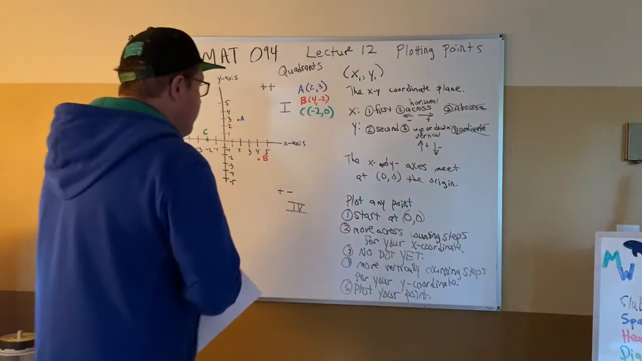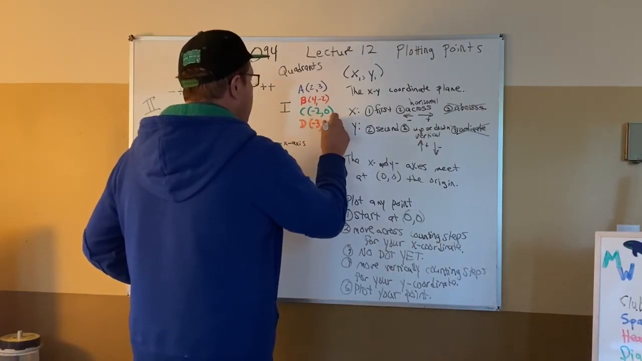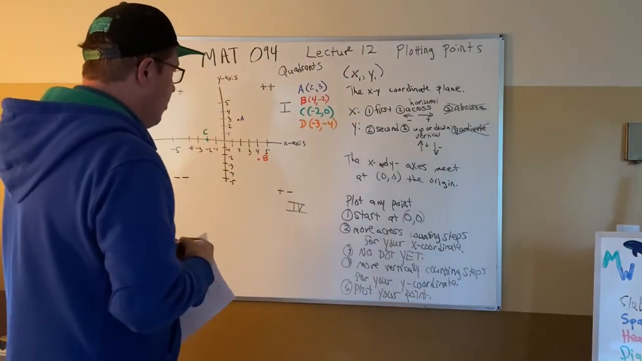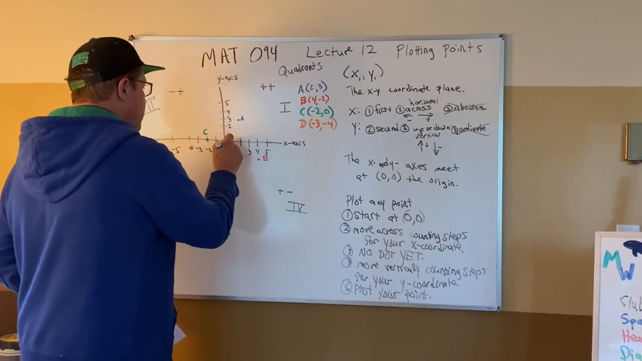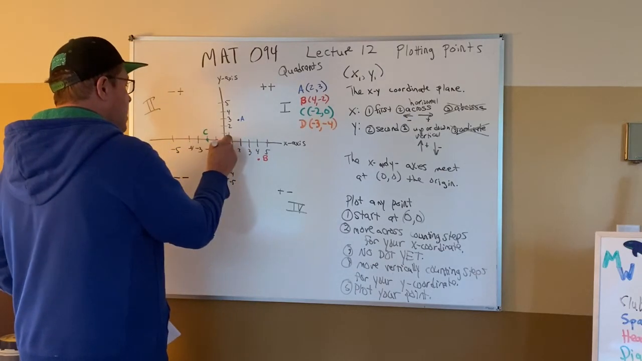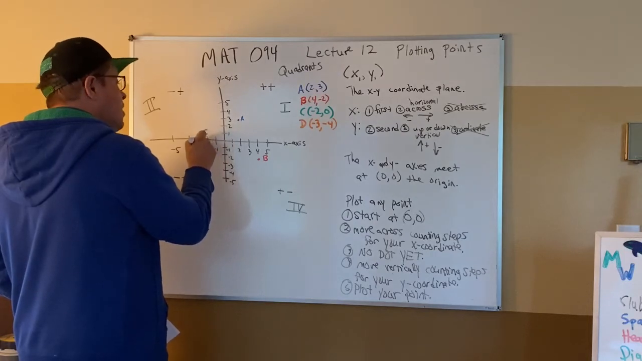I want to go with negative 3, negative 4. It's not wrong, but I want to have a different color for each one, so you'll be seeing orange here. Negative 3, negative 4. I start at the origin, and I go to the left 3. 1, 2, 3 steps, which puts me on C, my third. And at that instant, I'm at negative 3, 0, but I'm not done.